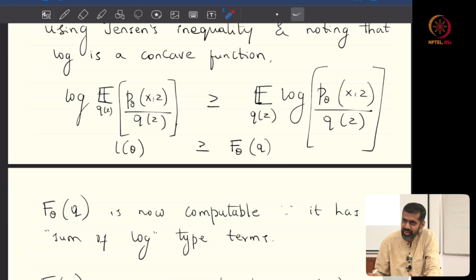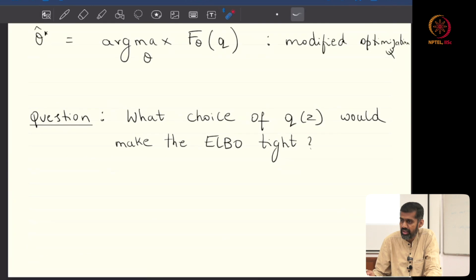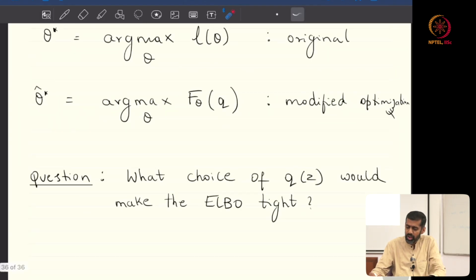Let us look at that. It is only algebra. Let us do that algebra and see what choice of this QZ should make this tight. So why are we even asking this question? Now suppose you want to get the model parameters theta by solving this problem. You know that f theta of Q also depends on the choice of Q. Now you choose a Q, you get a lower bound on the likelihood function.